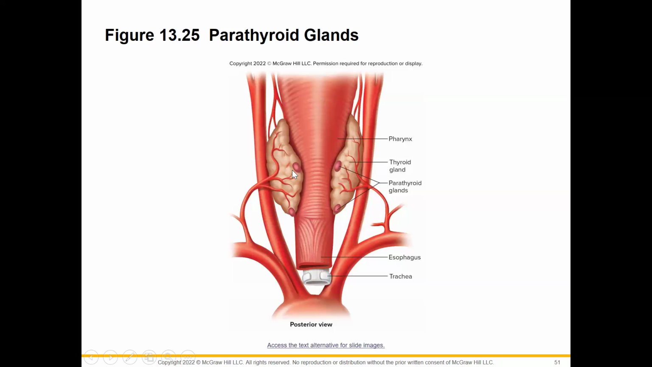And on that posterior side, you'll see these four little nubbins. Those are the four little parathyroid hormones. I mean, sorry, parathyroid glands. In this drawing, you see the trachea here. Basically, they're showing you that it is there. It is on the anterior aspect. And yeah, that's why they're showing you that there.